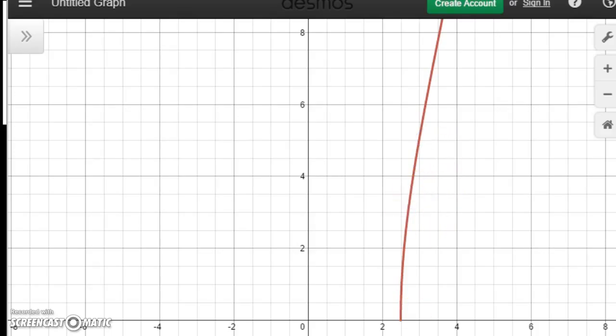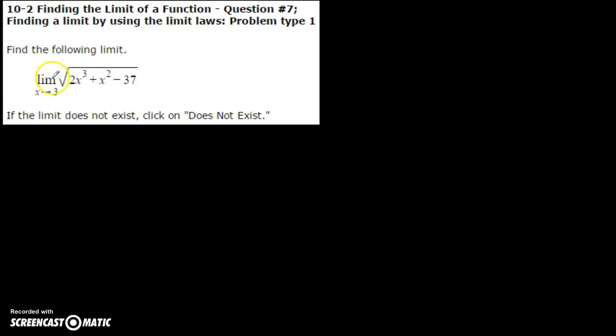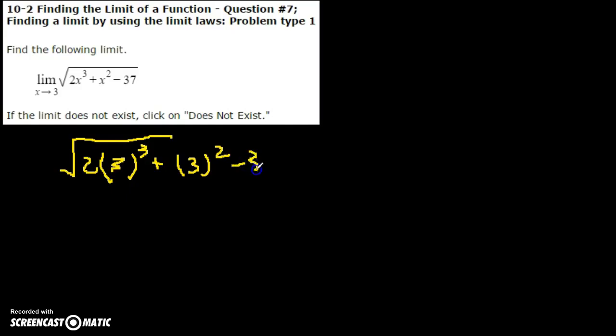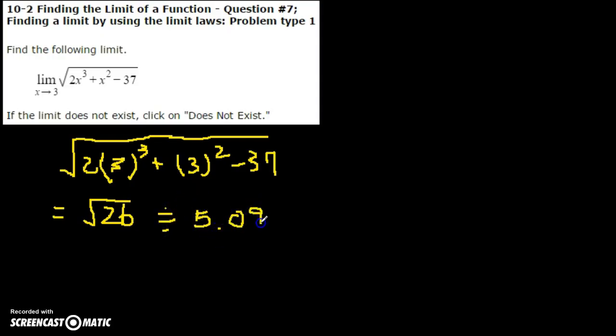So let's try to use our algebra skills and find the exact value. What we're going to do is simply substitute the x in there. You should show this for workings. So square root of 2 times 3 cubed plus 3 squared minus 37, sorry about the handwriting. Put that in your calculator. You should get the square root of 26, which is approximately 5.09902. On decimals they rounded it to three decimal places.